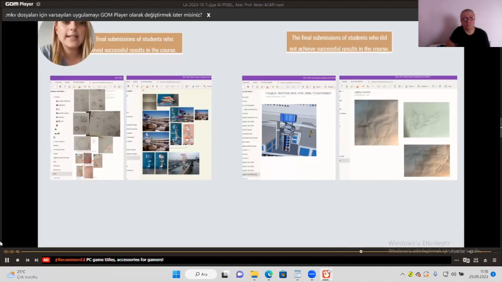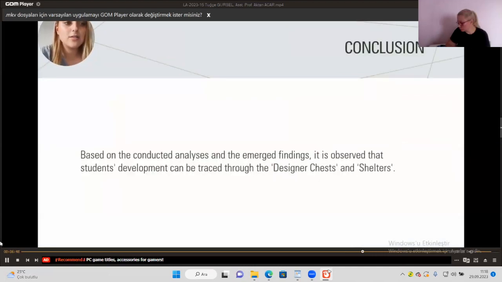Based on the conducted analysis and the emerging findings, it's observed that students' development can be traced through the designer chest and the shelter. It is deduced that each student can be individually monitored, and the areas where they have shortcomings can be identified. Therefore, it's anticipated that their development will increase when this tracking is done in real time during the process. The presence of spaces like the designer chest and the shelter, where students can express themselves individually, is essential within the course content.